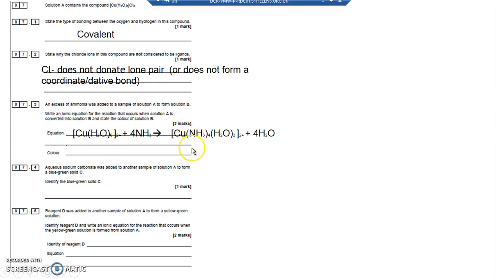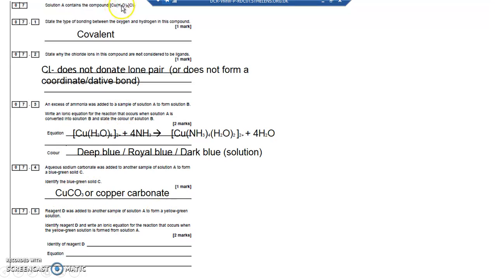The colour is a deep blue solution. You can also say a royal blue or a dark blue solution. Any of those will get the mark. An aqueous sodium carbonate was added to another sample of solution A, to form a blue-green solid C. So A is copper, so it's going to make copper carbonate, sodium carbonate, and this copper complex will make copper carbonate, a blue-green solid. Reagent D was added to another sample of solution A to form a yellow-green solution.